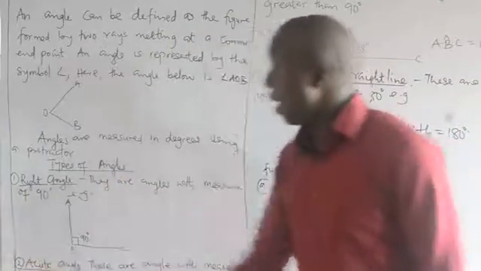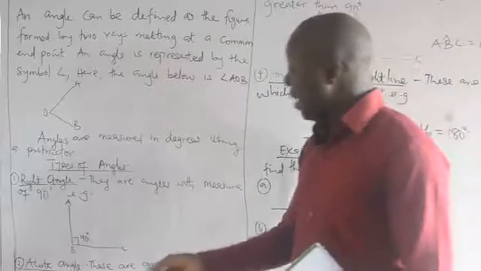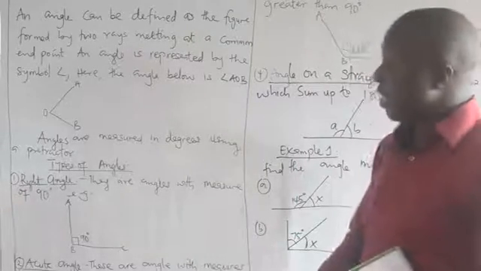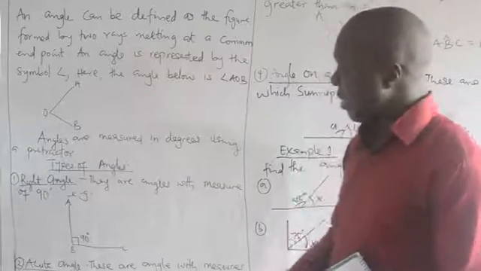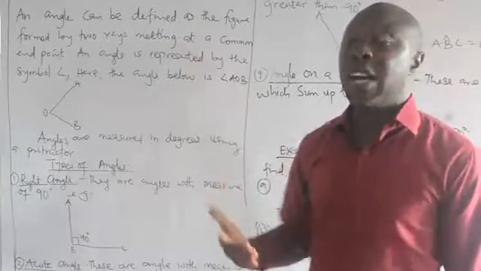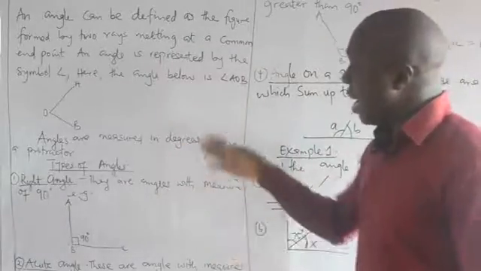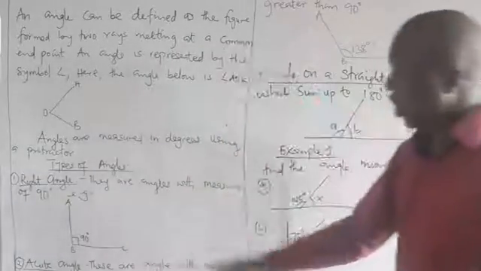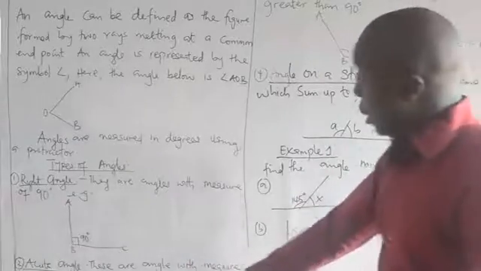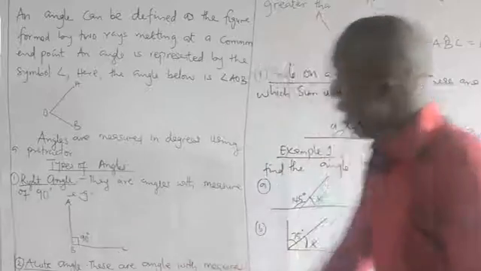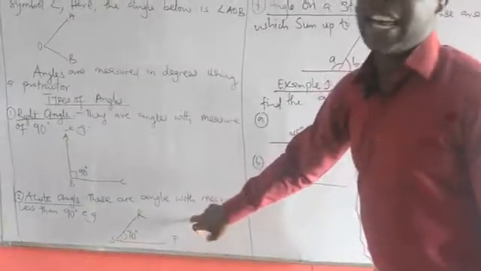Secondly, we have the acute angle. Acute angles are angles with measures that are less than 90 degrees. Acute angle simply means this type of angle that is less than 90 degrees. Like we have angle TXR. Angle TXR is an acute angle.